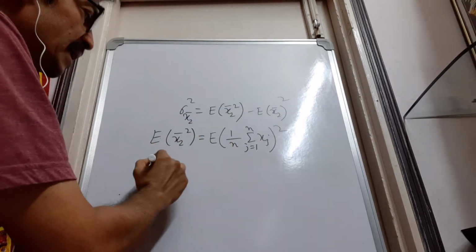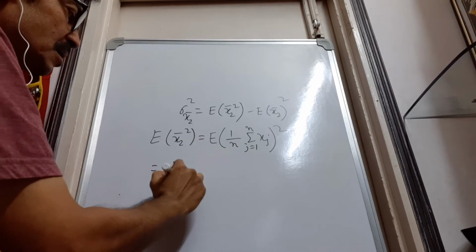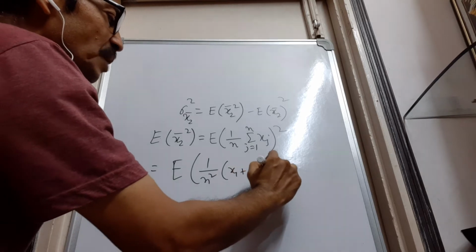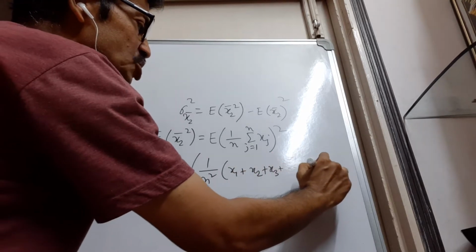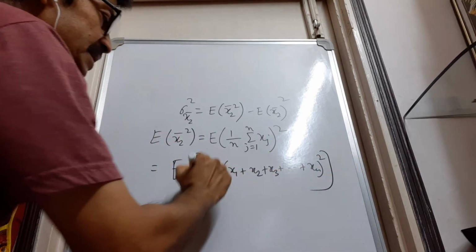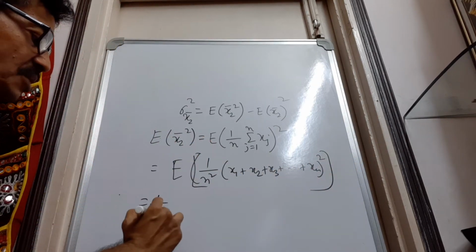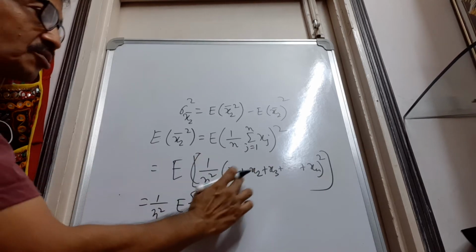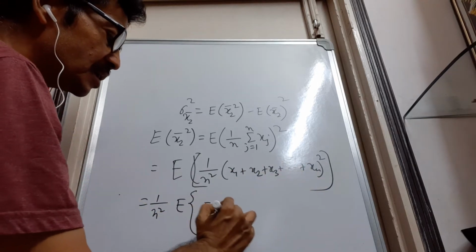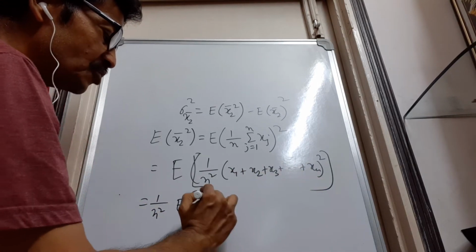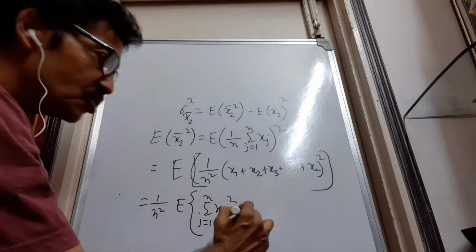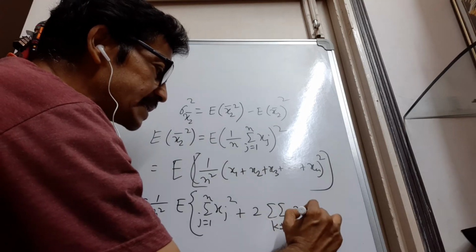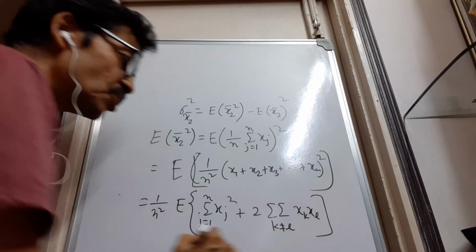So whenever we do this whole square, this is 1 by n square, and this is x1 plus x2 plus x3 plus dot dot dot x small n whole square, isn't it so? Now similarly 1 by n square comes out of the expectation, and we have inside x1 square plus x2 square plus dot dot dot, j runs from 1 to n, isn't it so? Plus 2ab term. What is 2ab term? Again that is the sum over k, l with k not equal to l, xk xl, and that is all.